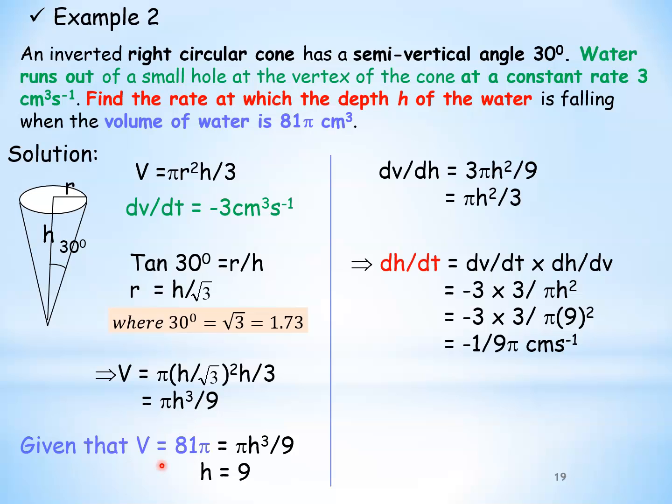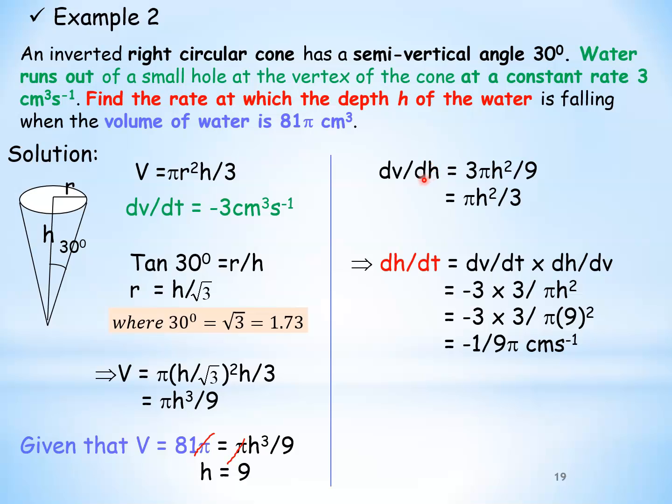Remember that volume equal to 81 pi. It is given that volume of water equal to 81 pi. So volume 81 pi ni adalah jumlah keseluruhan isi padu. Kita samakan dengan yang kita dapat dekat sini. So 81 pi equal to pi h cube over 9. Then kita cancel out. Ni boleh potong. Ni boleh potong. Ni boleh potong. Then you get h cube over 9. So this one you boleh solve. So you get h equal to 9.